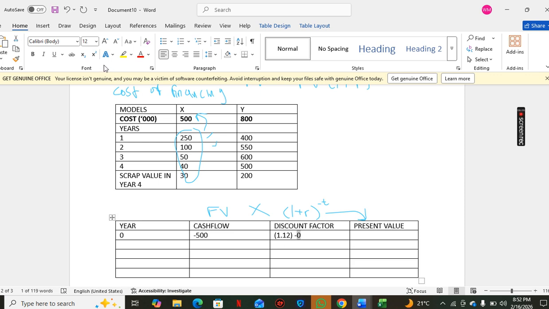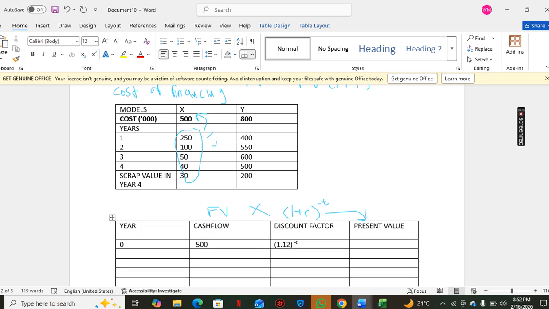Colleagues, are we okay with this? Any questions? So anything raised to the power 0 is always 1. So 1.12 to the power 0 is 1. 1 times negative 500, present value negative 500. Any questions on this?